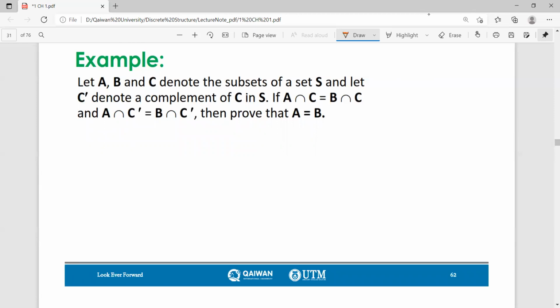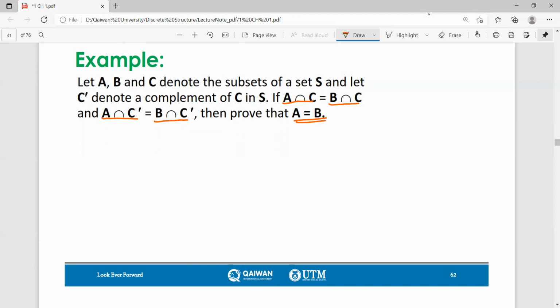We have an example. In this example, it says if A intersection C equals B intersection C, and also A intersection C complement equals B intersection C complement, then prove that A equals B. Here, the given things are A intersection C equals B intersection C, and also A intersection C complement equals B intersection C complement. What should we prove? We should prove that A and B are equal.